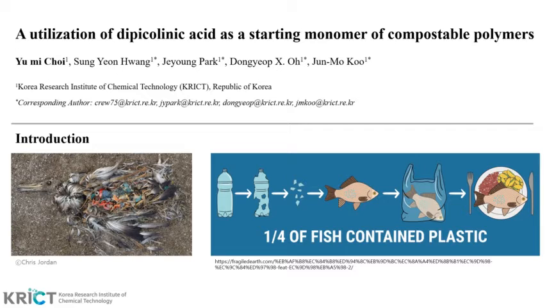My topic is utilization of dipicolinic acid as a starting monomer of compostable polymers. If you are concerned about the environment, you're probably used to the pictures below. This is a straightforward picture showing that plastic is the main culprit of ecosystem destruction. It is expected that plastic will hurt human health through the food chain.